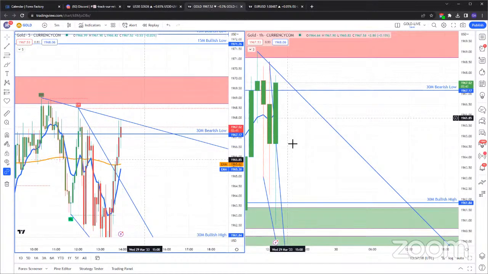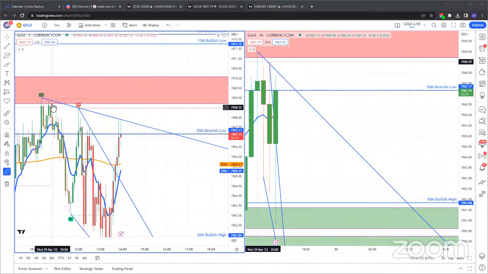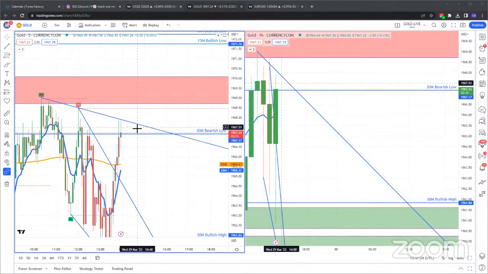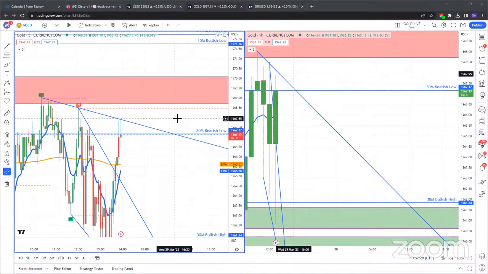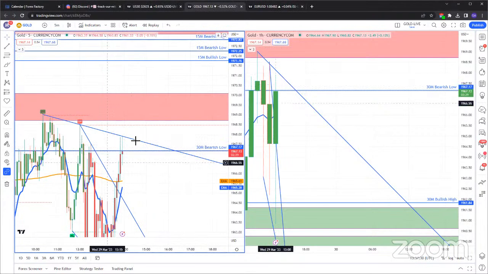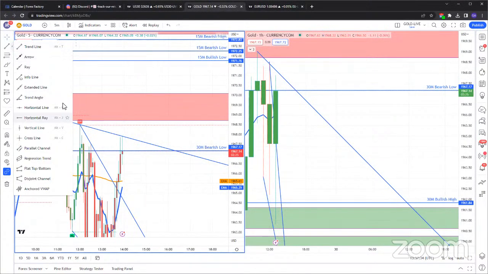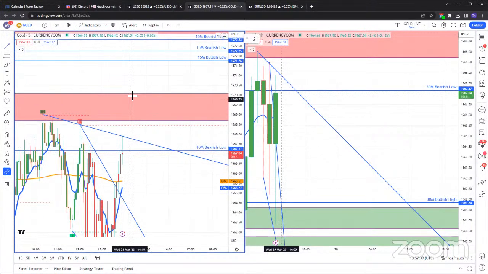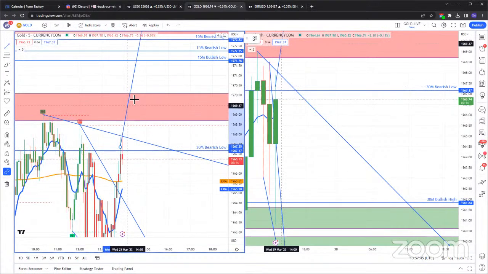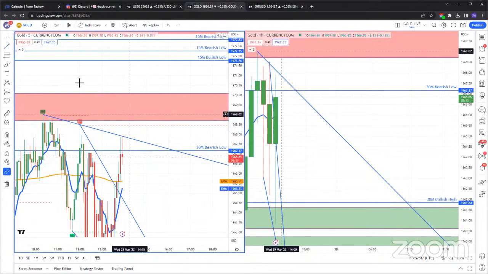Same as gold here. Gold, personally, I am still bullish on gold, but we do see this trend line getting respected. Now, if I was to look for a sell for gold, given that this trend line is being respected, we do have this supply zone above here, around 1970 to 1968, so a 20 pip zone. So no, I need an arrow.